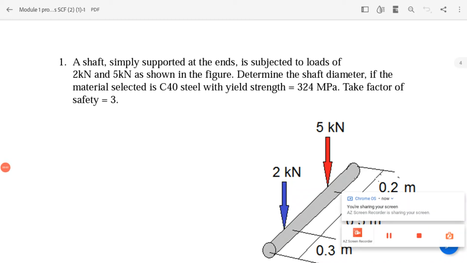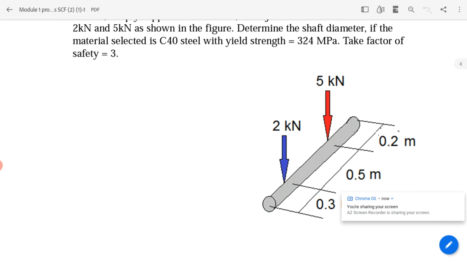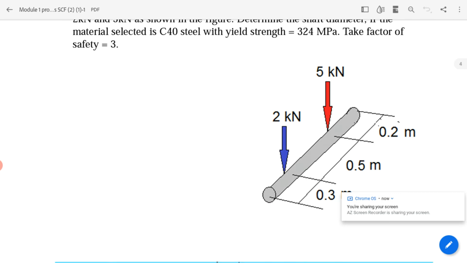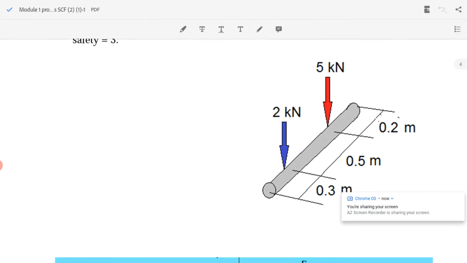So my dear students, today we will discuss a question regarding the bending moment. A shaft simply supported at the ends is subjected to loads of 2 kN and 5 kN as shown in the figure. Determine the shaft diameter. If the material selected is C40 with yield strength 324 megapascal and take the factor of safety equal to 3. So this is our question.